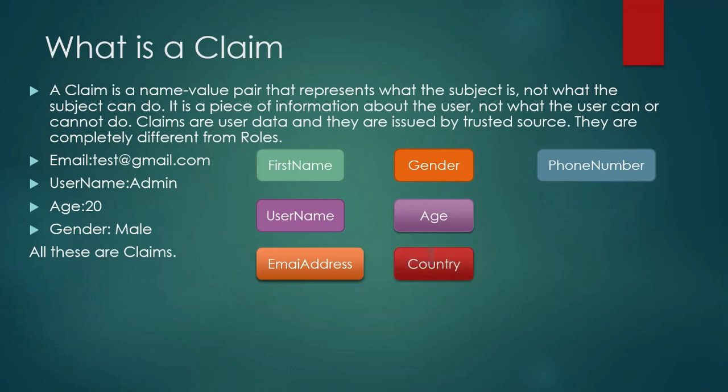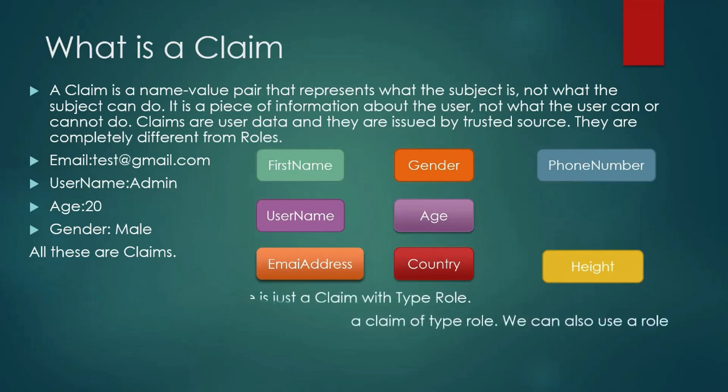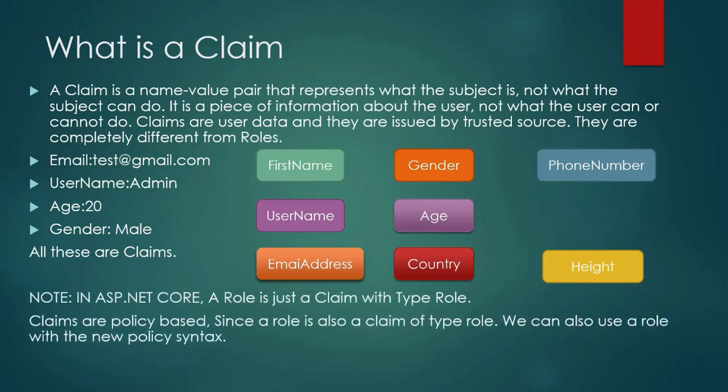Then we have country, so our claim will be country. For the value, you give the country where you are. Then height can be a claim. Height will be the name, and the value will be maybe 7. Something to note now: as you have just seen, we have said that claims are completely different from roles. But there is something interesting.